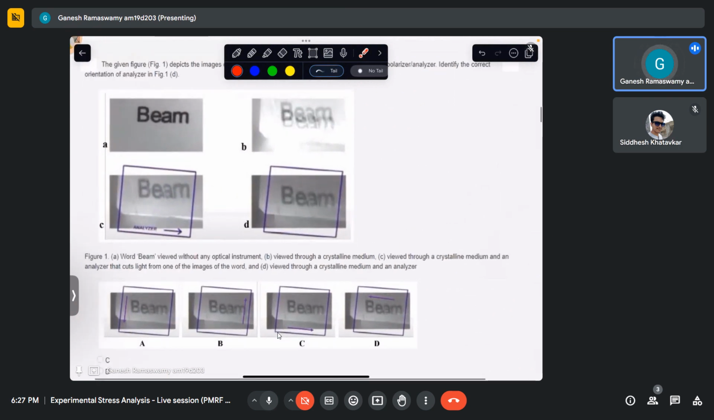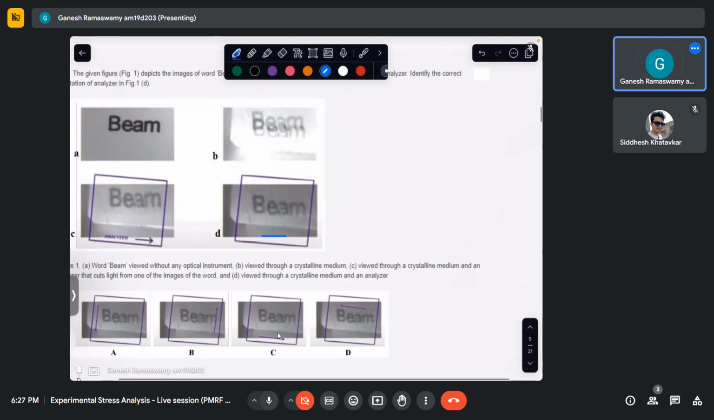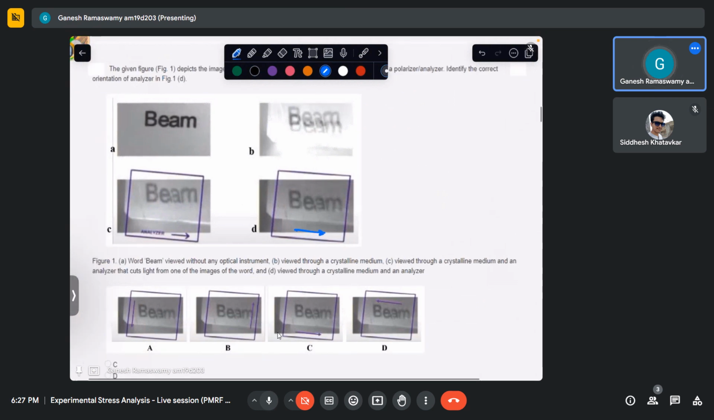Now, one thing we can see clearly is the word beam over here and the word beam over here. On comparison, we can see that the word beam has shifted. So clearly, these are not the same words. So naturally, the analyzer is not placed this way. Otherwise, we would be seeing the same word here also without any shift.